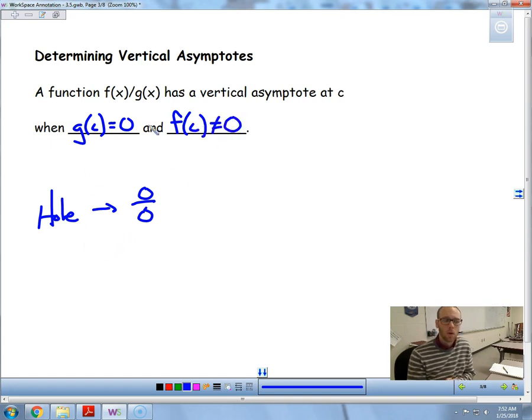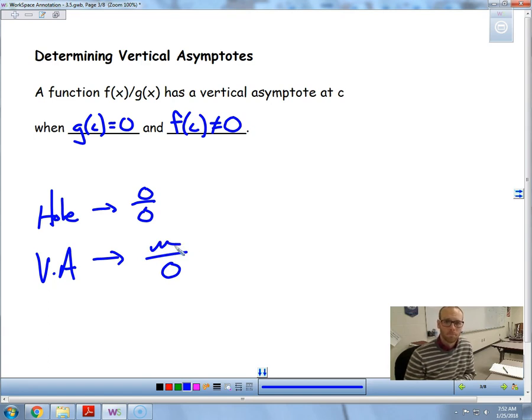We're looking for some number other than 0 on the top. Okay. This is indeterminate when we have holes, and this is undefined.